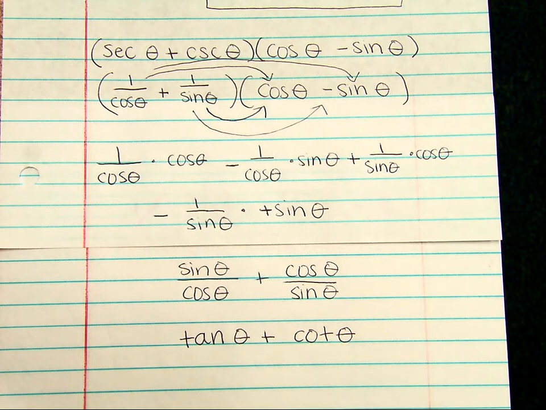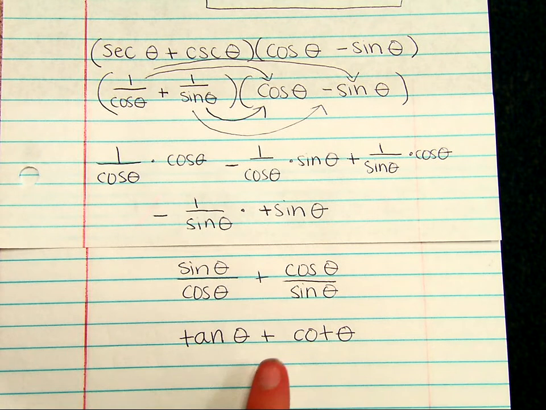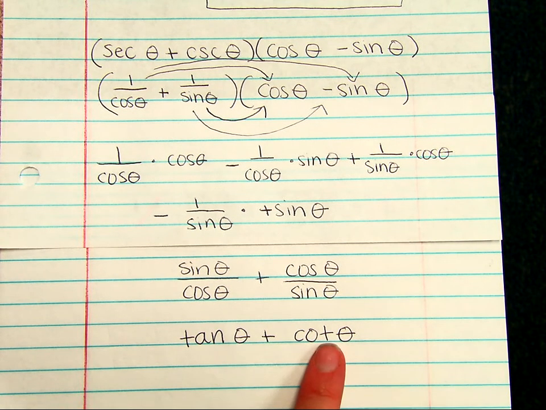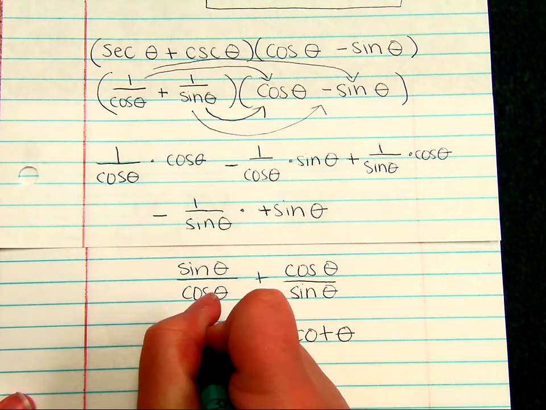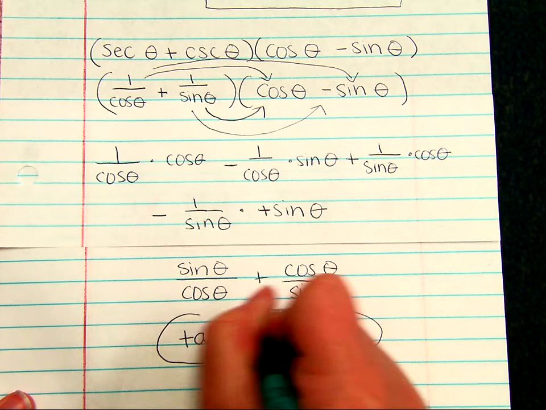Now, I have no quotients, and I have no identities that talk about adding tangent and cotangent together. So this would be my final answer.